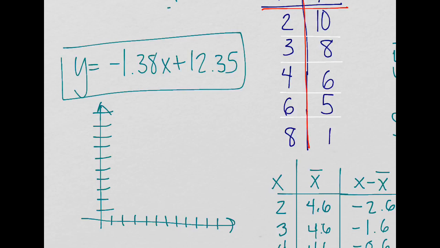Okay, so 2 and 10. 1, 2, 3, 4, 5, 6, 7, 8, 9, 10. Here's my first point. 3 and 8. 4 and 6.